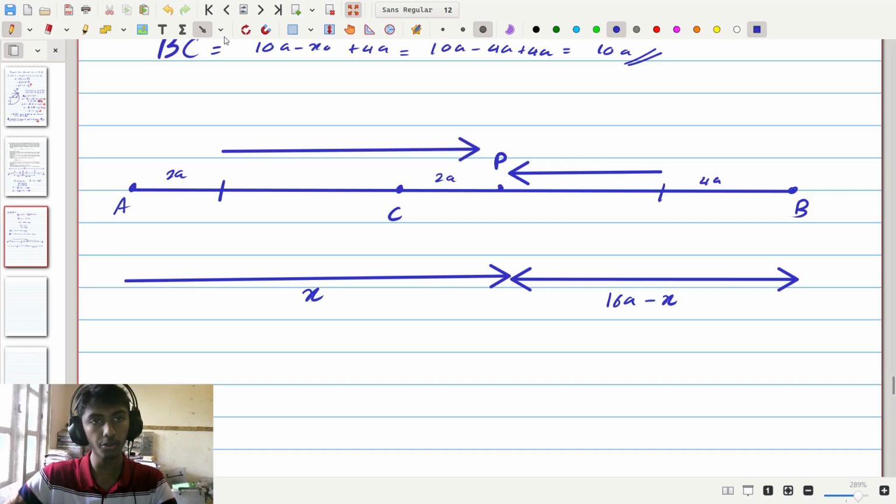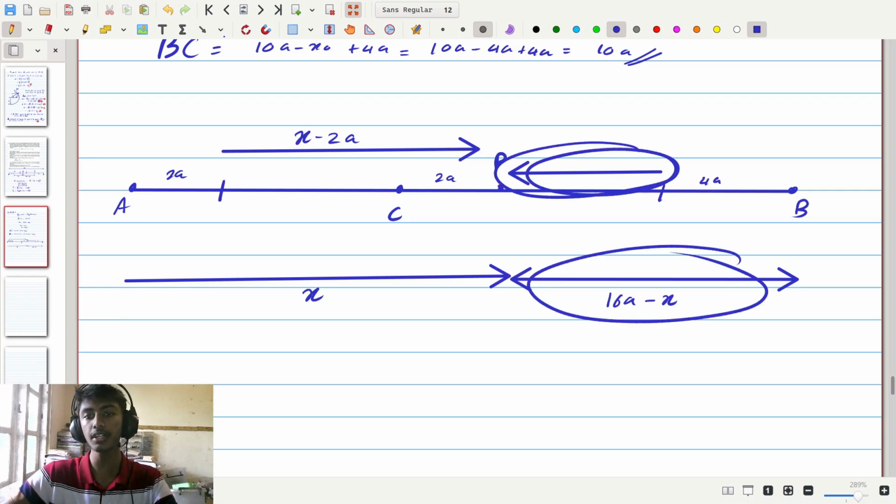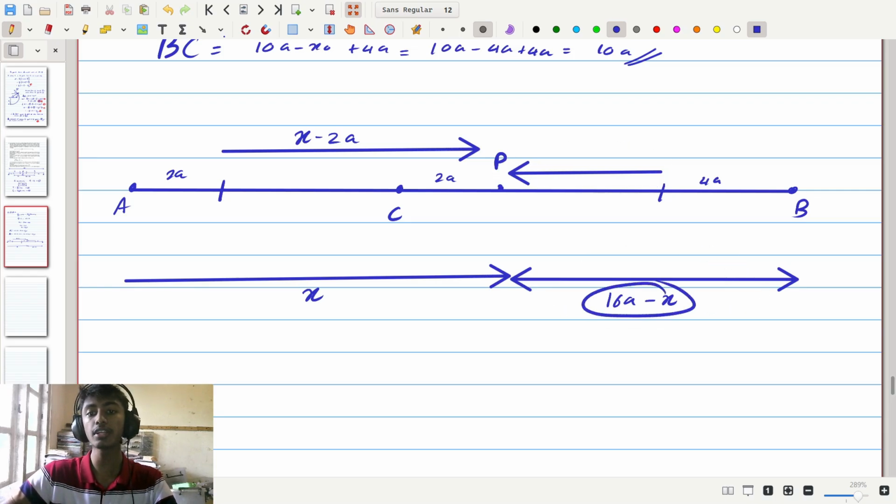Now considering those two lengths, this length is going to be the total length x from here to here minus the length 2a, so it's going to be x minus 2a, and this length here is going to be the total length here of 16a minus x minus the natural length, which is 4a, so it's going to be 16a minus x minus 4a, which is 12a minus x. So the extension of the string S1 is x minus 2a, and the extension of the string S2 is 12a minus x.